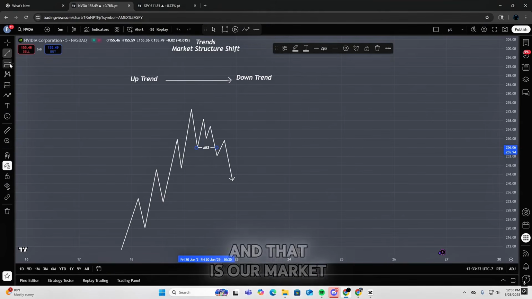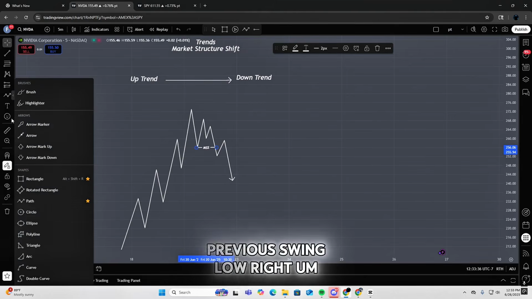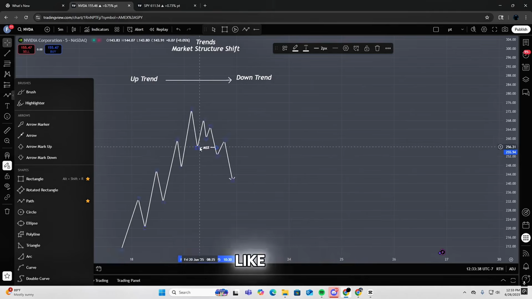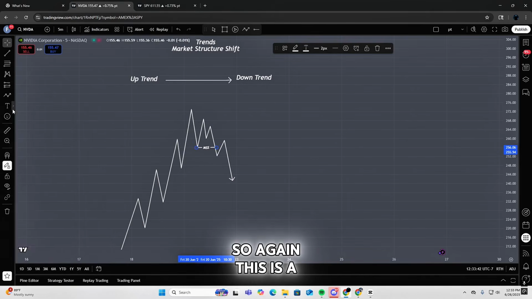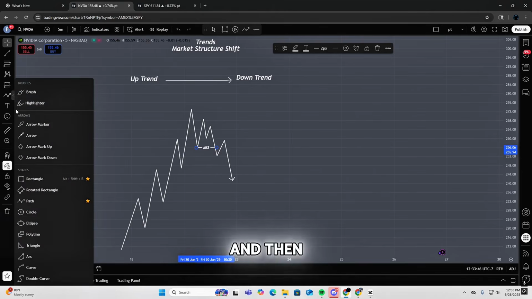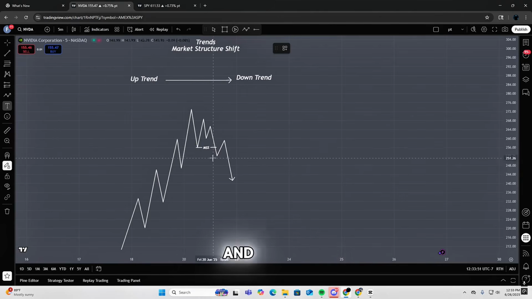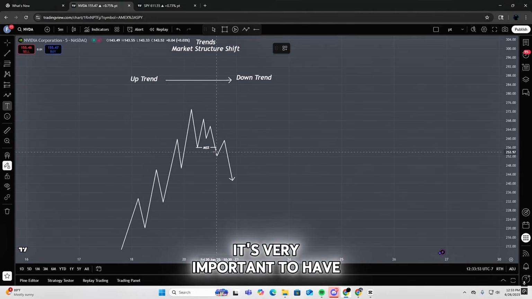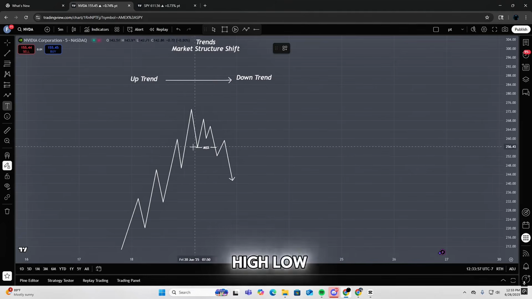And that is our market structure shift, when we actually break the previous swing low. A swing low is basically like this, where it's the most obvious low. So again, this is a higher low that's been broken, and that's a sign of market reversal and market structure shift. Again, it's very important to have a candle close under the previous higher low.